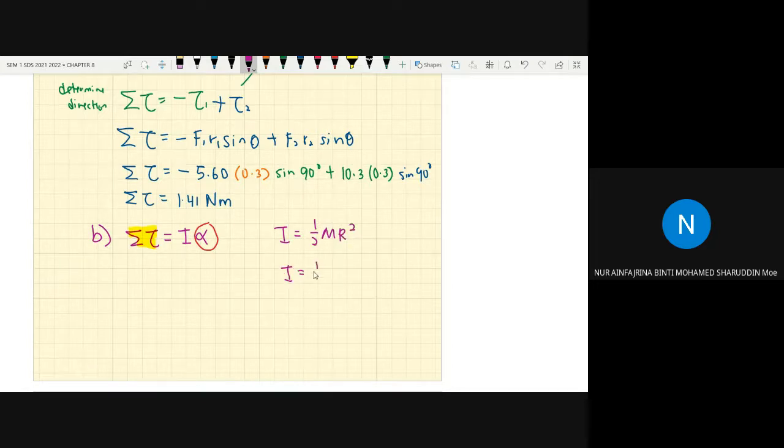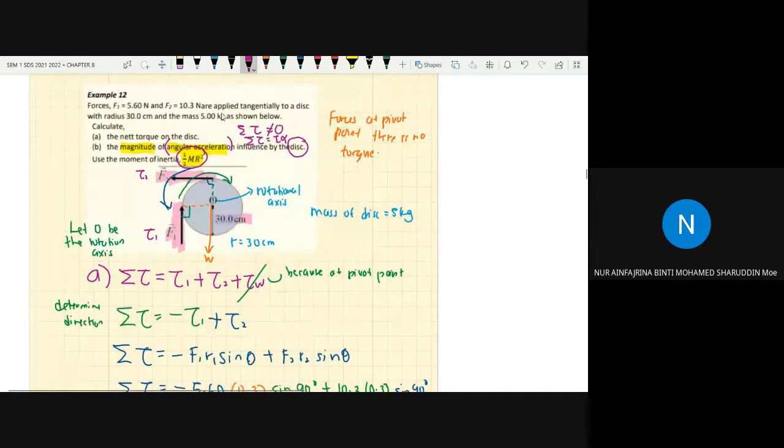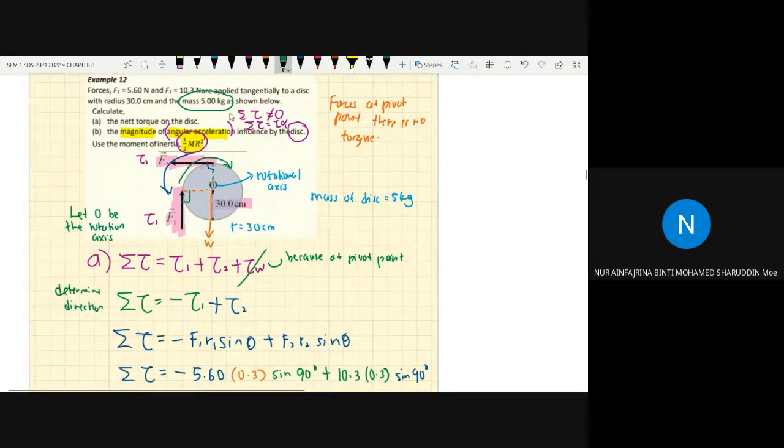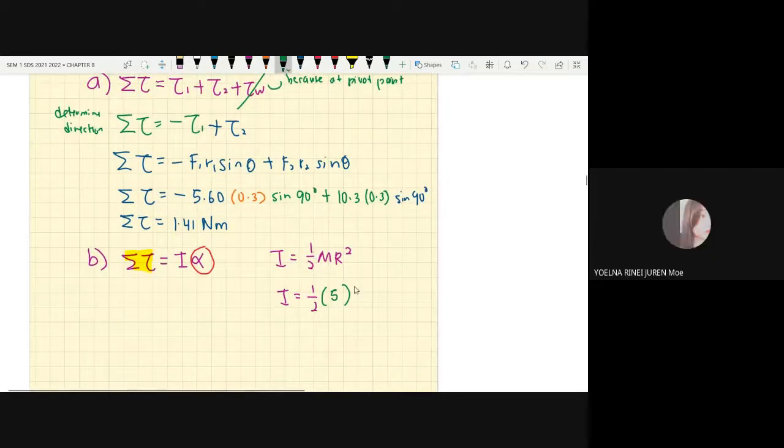Okay, sekarang half-half lah. Mass of the disk berapa? 5. Dekat sini dah bagi tahu dah 5. Okay, so mass of the disk is 5. What about the radius? Radius of the disk? 0.3. Okay, so korang jangan confuse tau. Okay, dan korang akan dapatlah moment of inertia dia berapa. Someone can press the calculator for me tak? 0.225.